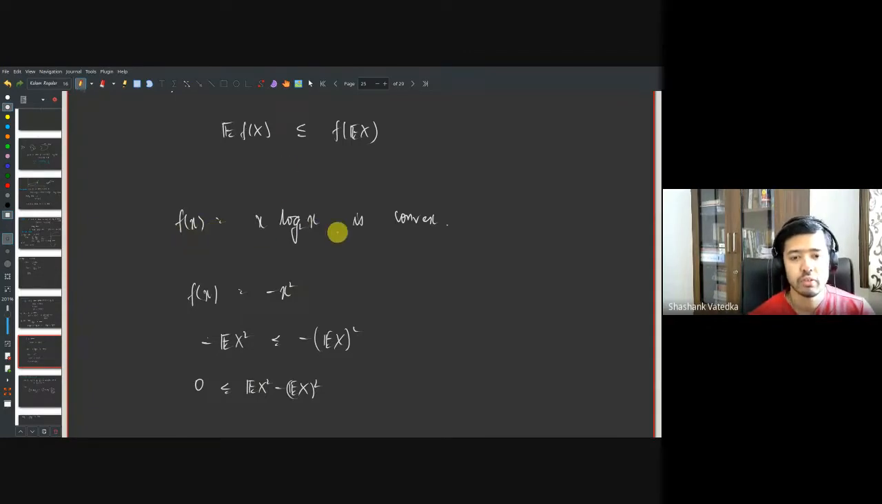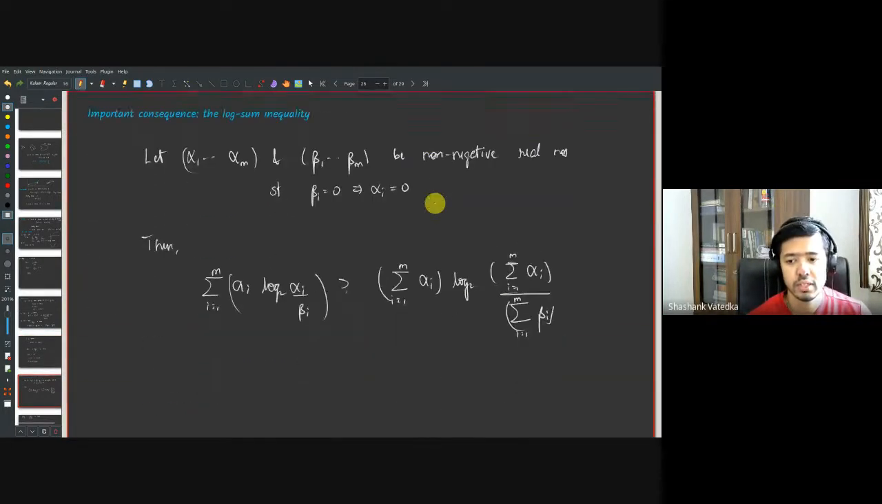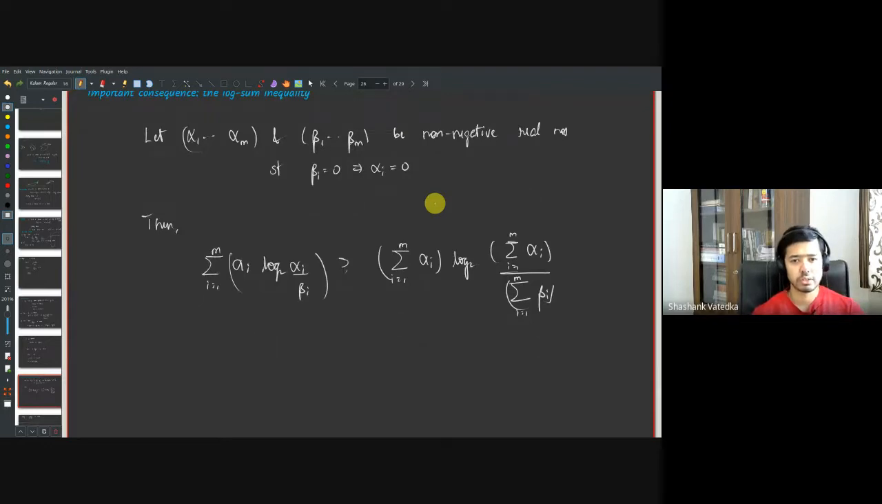Now we have f of x equal to x log x, which is convex. And we want to use this to prove the following inequality. It's called the log sum inequality, and it says the following. Suppose that I have a bunch of non-negative real numbers, alpha 1, alpha 2 up to alpha m, and beta 1 up to beta m. Maybe these are 1, 3, 0.5, 0.6, and 2, 5, 7, 100.1.